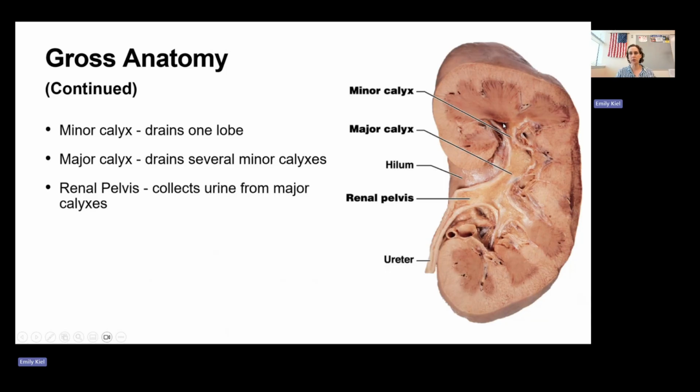A minor calyx is defined as something that drains only one lobe, while a major calyx drains several minor calyces. And then there is our renal pelvis, where the urine is going to collect, and we're labeling this area as the hilum. Not only does the ureter come out of that spot, but the blood vessels and nerves, veins and arteries will also enter and exit from there as well.